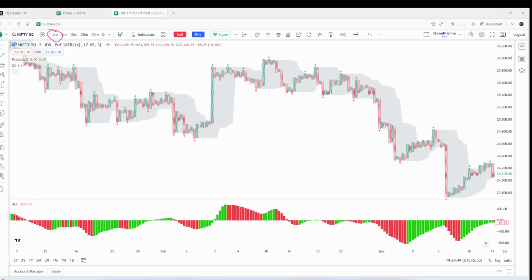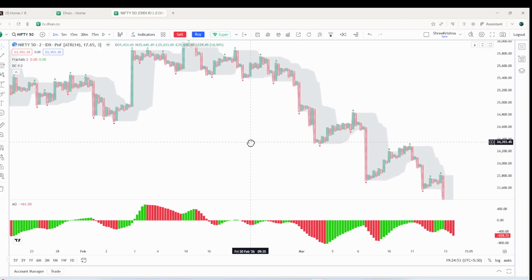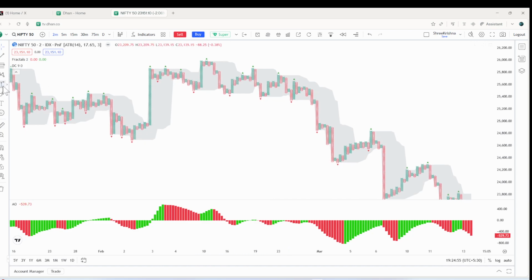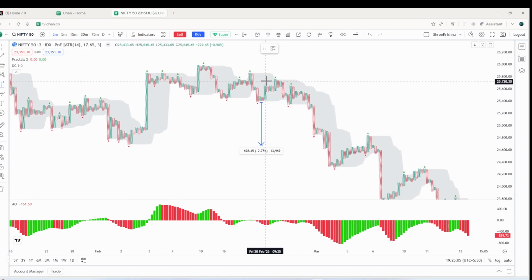So what happens when you keep practicing point and figure? Basically, it will give you an idea of entering the market. So from here, we are targeting this, that is 698 points. What was the risk? The risk was only 120 points. So we have almost 1:3 basis. We always take 1:2 or 1:3.